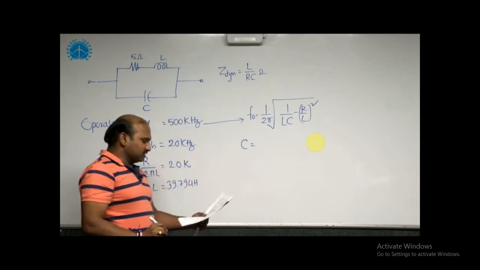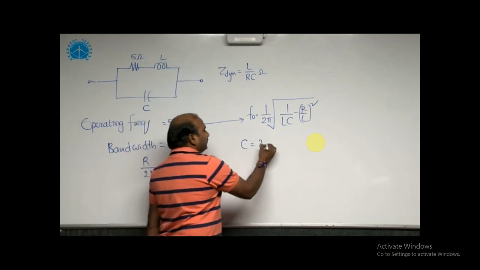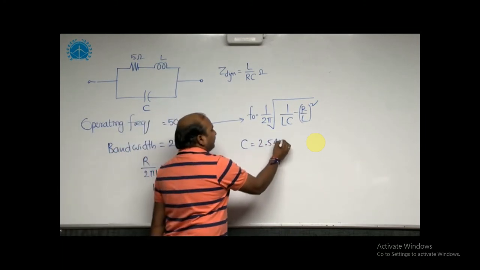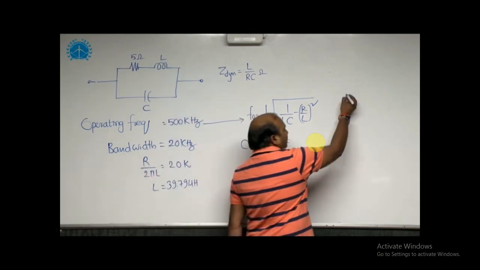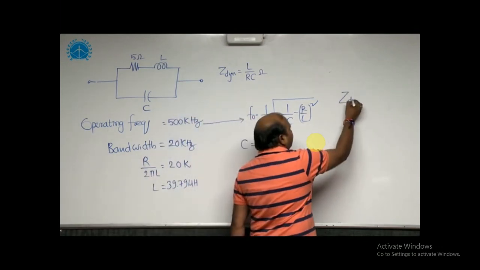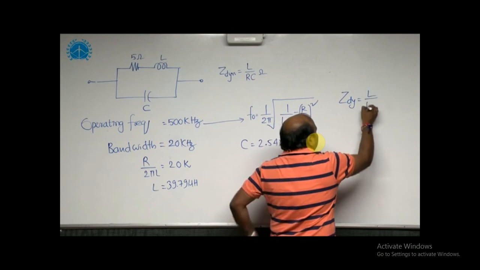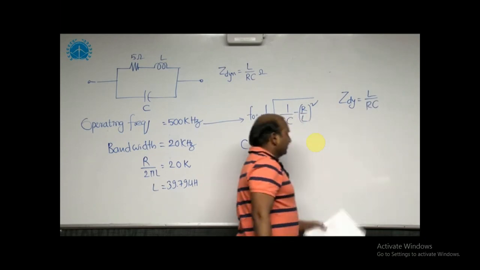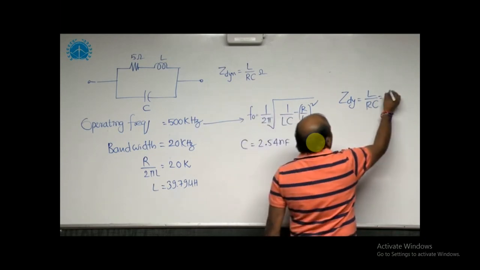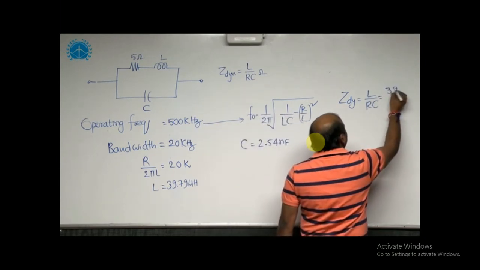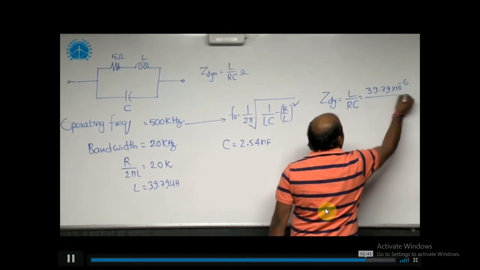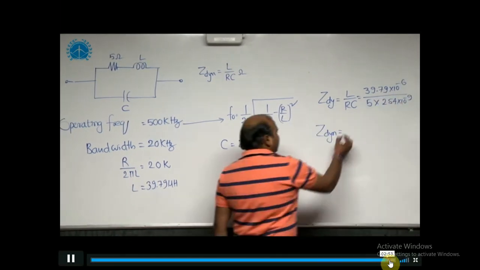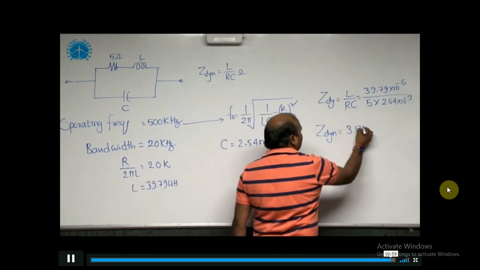C is equal to 2.54 nanofarads. By getting that L, R and C, I can take the dynamic impedance is equal to L by RC. That is, L is 39.79 microhenries, 10 power minus 6, by R, is 3 kilo ohms.